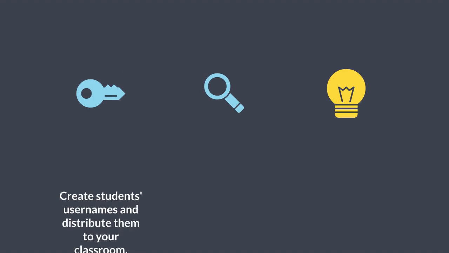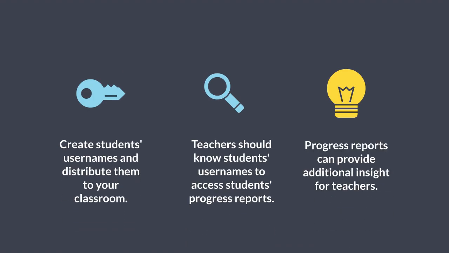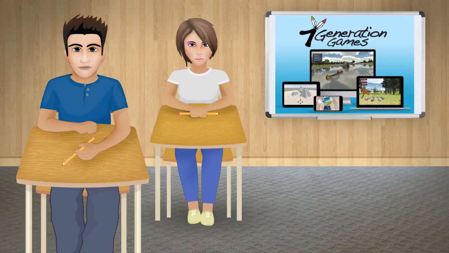It's easy as creating your students' usernames and distributing them to your classroom so that you can track the username to the appropriate student. From there, you will be able to access data reports on students' progress, matching up the username to the appropriate student. The data will help you get more insight on any additional support your students might need. Hopefully, this information can help you get started using 7th Generation Games in your classroom.